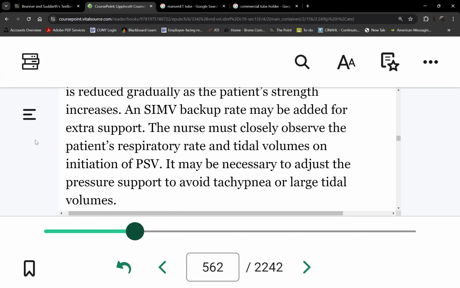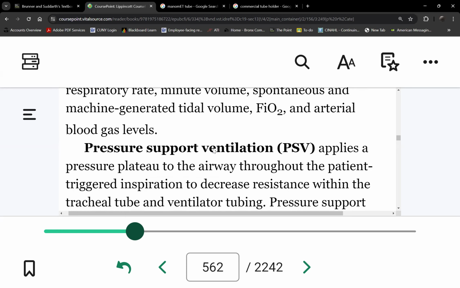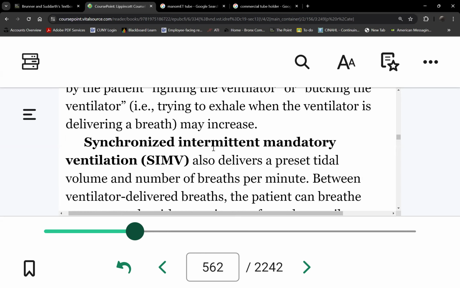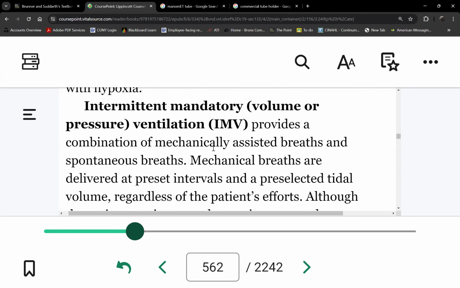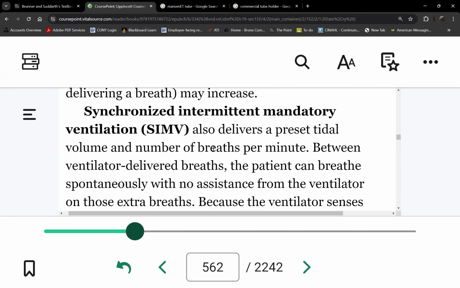You skipped, sorry, didn't speak on, the IMV. No, that's not common. We're only doing three. It's not a common mode. It's AC, SIMV, and PSV. That's it.